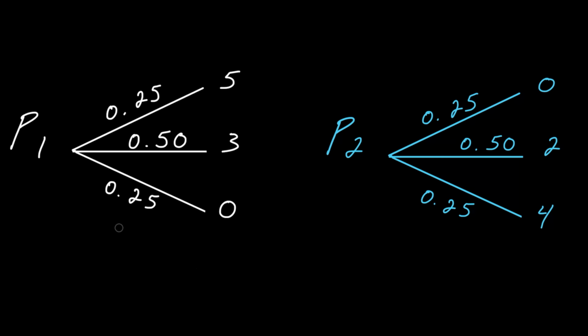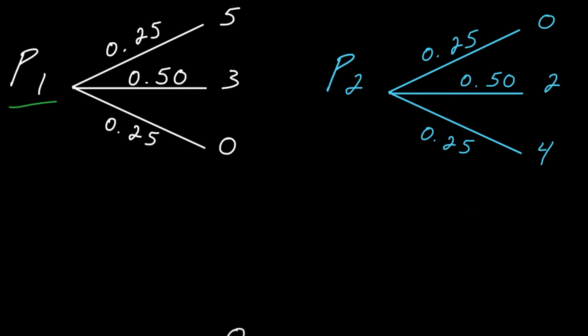Well, over here, we've got 25% chance of making 0, matches this. A 50% chance of making 3, that's higher than the 50% chance of making 2 on portfolio 2. And then a 25% chance of making 5, which is greater than 25% chance of making 4 on portfolio 2. So it seems that portfolio 1 is the clear winner. Now let's try this other one.